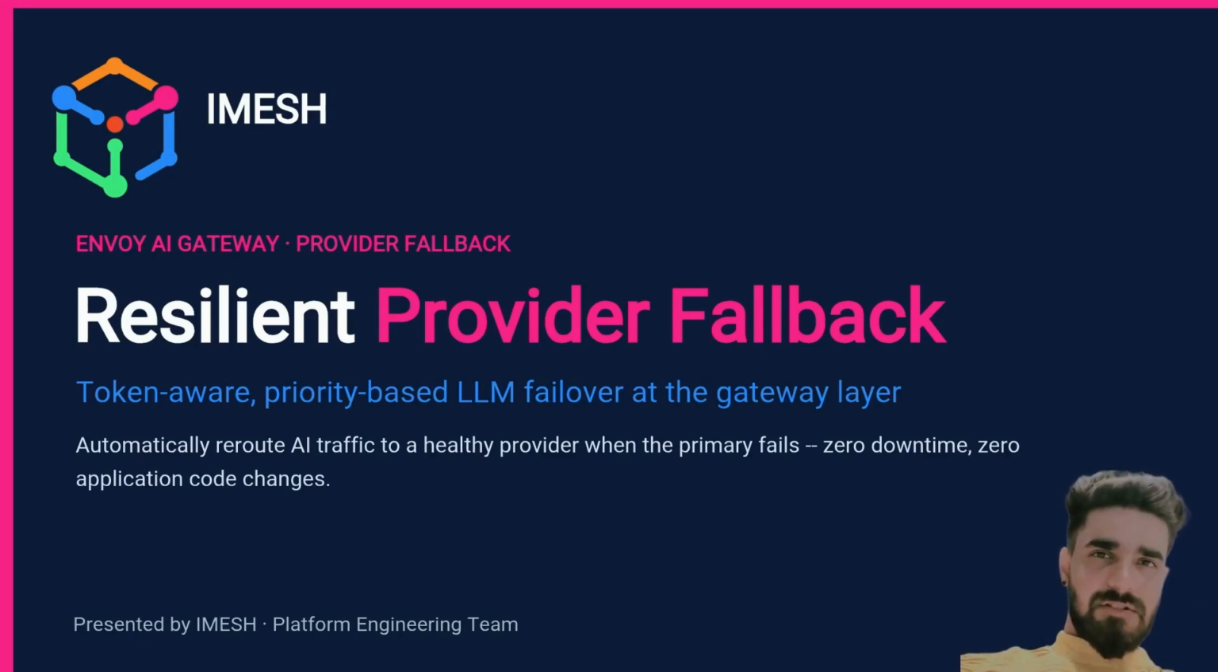AI applications are only as reliable as the providers behind them. But what happens when your primary LLM provider goes down? Without a fallback strategy, users immediately experience failures. In this video, I'll show how Envoy AI Gateway implements provider fallback to automatically redirect traffic to healthy providers, ensuring uninterrupted AI services without changing application code.